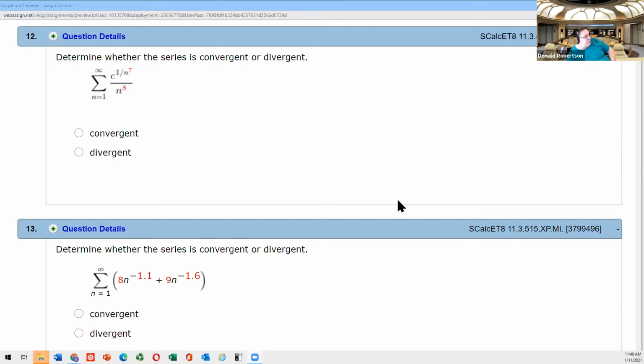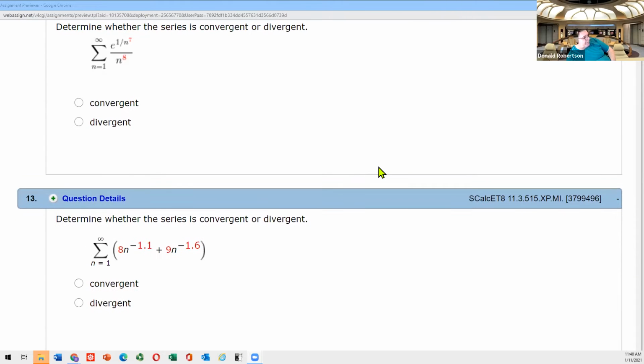I believe that one converges, but don't bet money on it. The last one of this question is easy. It just looks horrible. n to the power of negative 1.1 and then n to the power of negative 1.6.